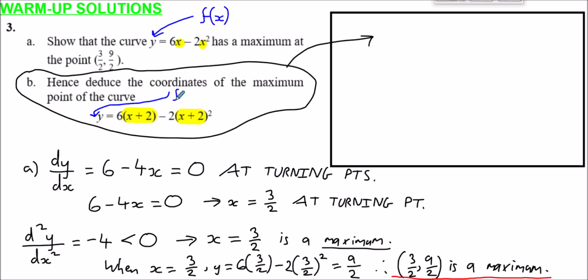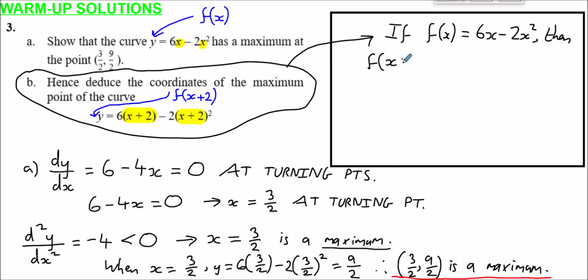And so if this is f of x, we can say this new equation down here is f of x plus 2. So now we can try and remember about the transformations of graphs which we studied earlier in the year. So if we define f of x as the original function, which is 6x minus 2x squared, then we can say that f of x plus 2, which would be this function here, is 6 lots of x plus 2 minus 2 lots of x plus 2 squared.